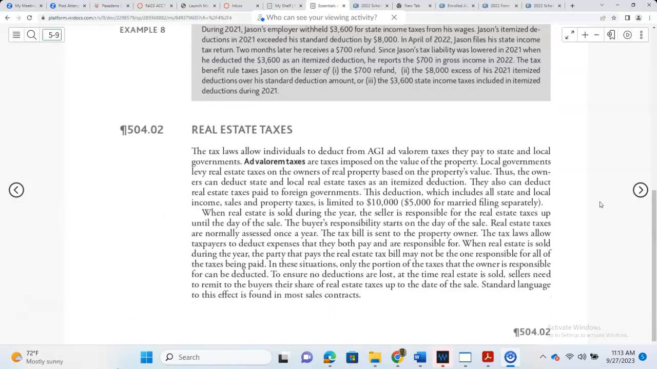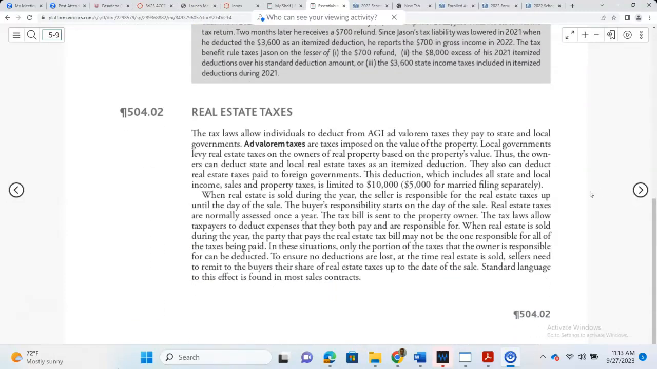Okay, so real estate taxes, this is a little bit tricky. So let's get to it.